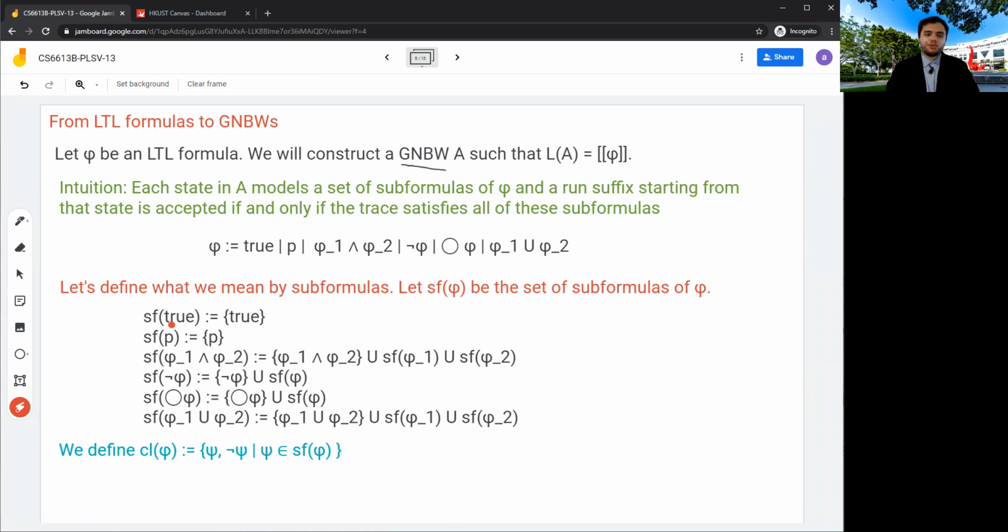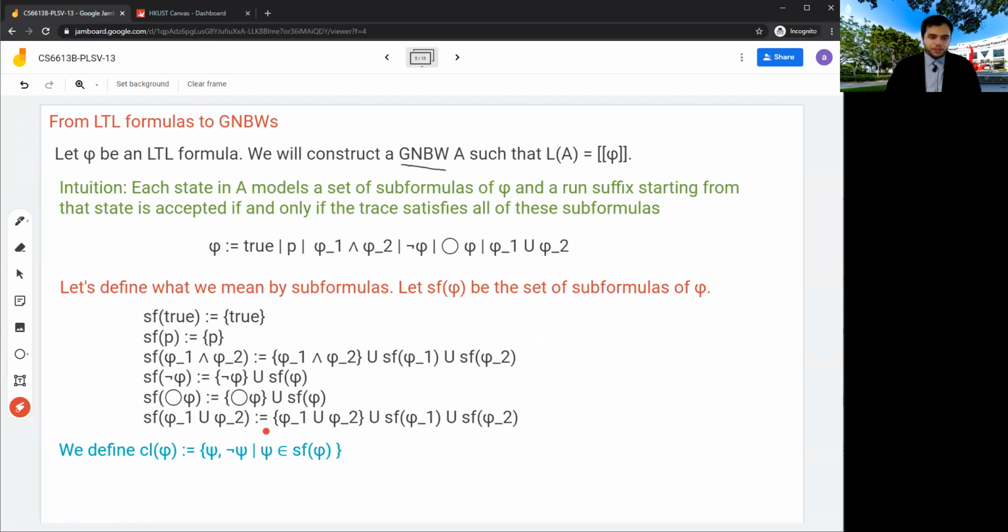So basically, true has only one subformula, which is just true. And the same goes for atomic propositions. If you have phi1 and phi2, then its subformulas are itself, and whatever is a subformula of phi1 and whatever is a subformula of phi2. And for negation, its subformulas are itself and also subformulas of phi. And we can write the exact same things for next and until. Okay, so basically a subformula is just part of the formula, that's all.